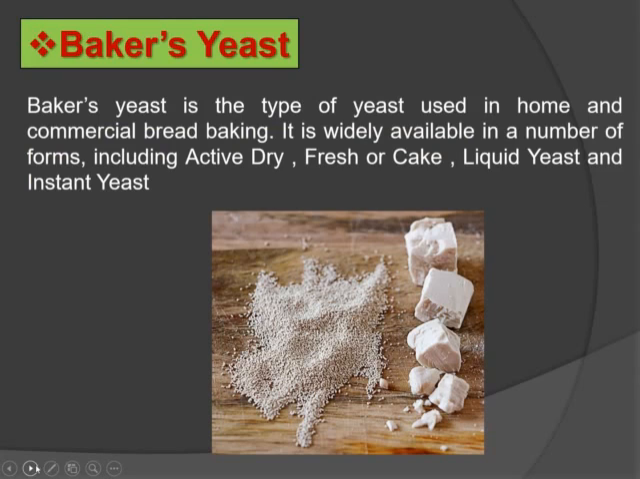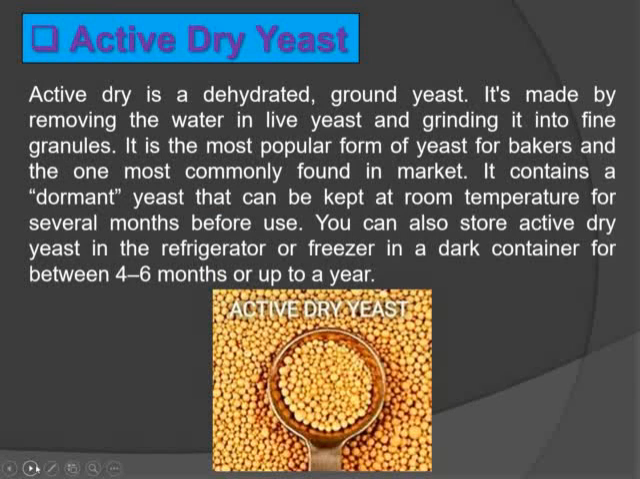The first one is bakery yeast. Baker yeast, or bakery yeast, is the common yeast that is heavily used for different types of cake or baked products. It is available in different varieties, and they have different activity or processes to grow and make your baked material fluffier and lighter. In bakery yeast, the first one is active dry yeast.